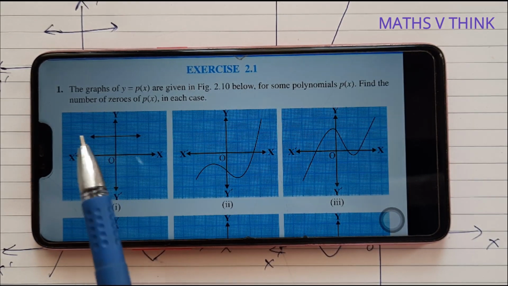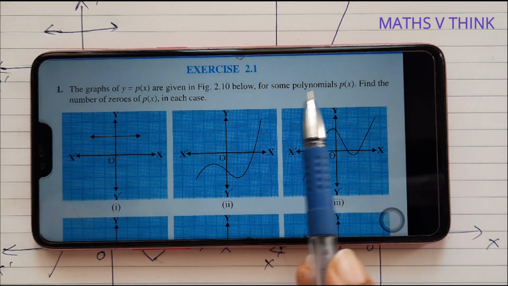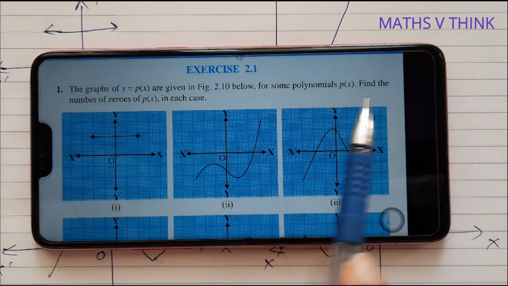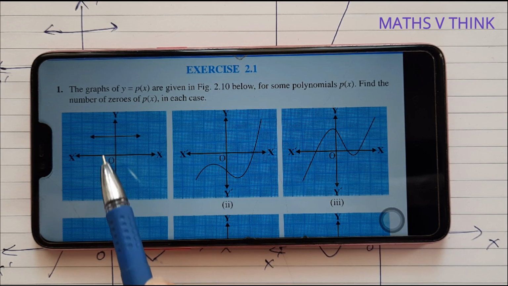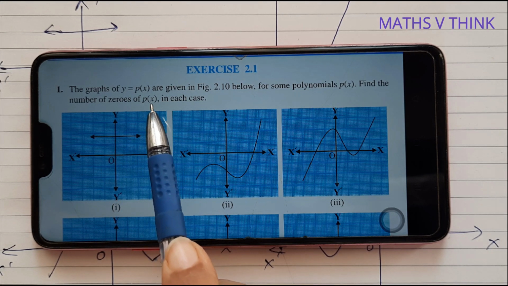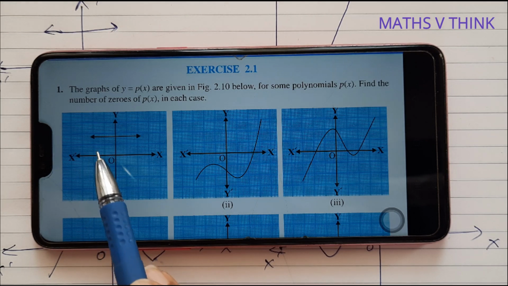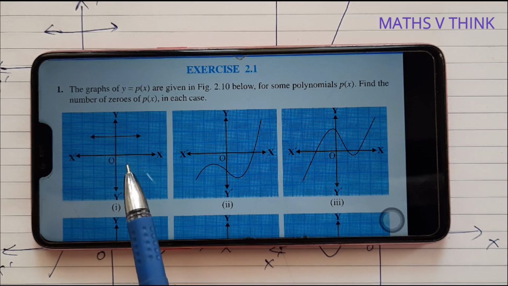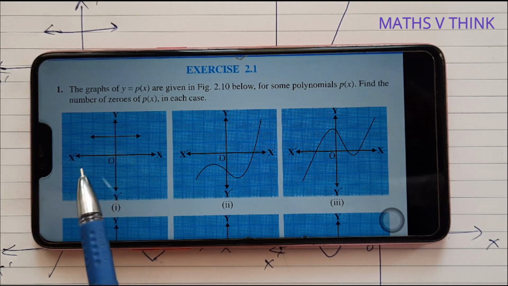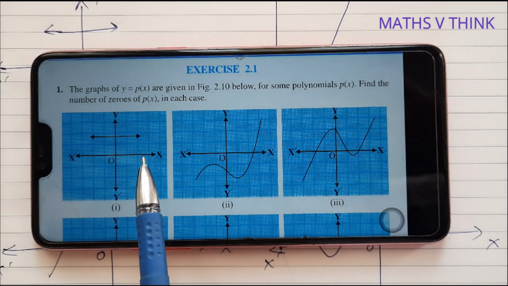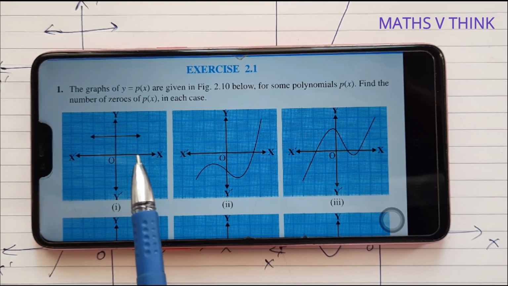The first question says the graph of y is equal to p of x are given below for some polynomial p of x. Find the number of zeros of p of x in each case. Now they are asking the number of zeros of p of x. That means we should see where the line intersects the x-axis. Now in the first case, this is not intersecting the x-axis. So in the first case, the number of zeros is 0.